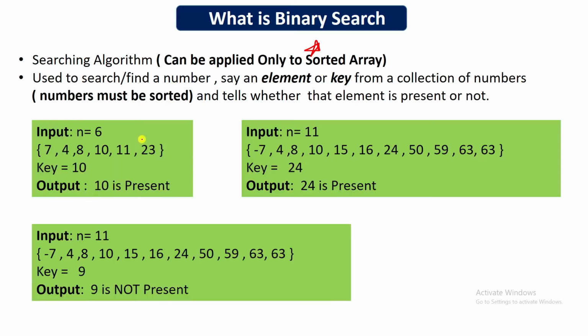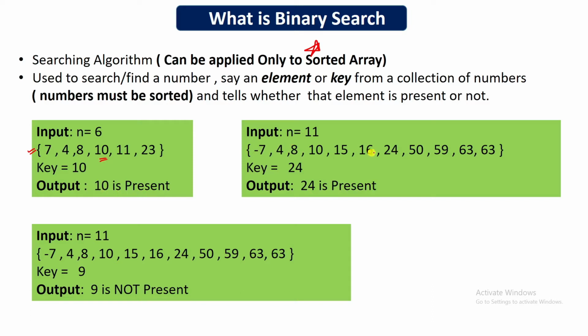So here are some examples. Here you can see we are given this array, or collection of numbers, which are in increasing order. Now we want to find whether 10 is present in this array or not. This 10 is called the key. 10 is present in this array, as you can see, so your answer should come as 10 is present.